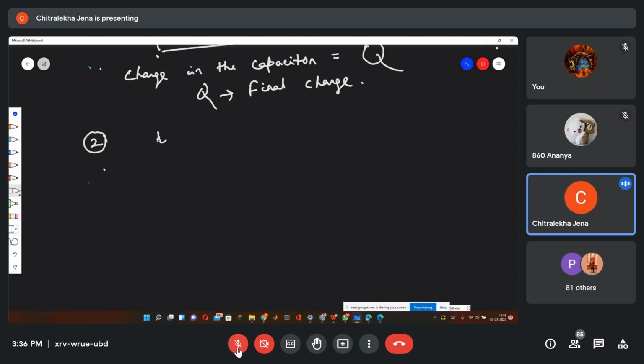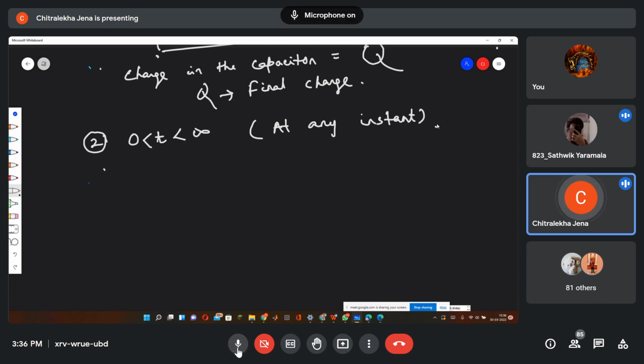I have closed the switch and a long time the switch has been closed. So this instant we call as at any instant. When I am writing any instant, it is not at the instant I am closing the switch, and it is not at the instant a long time the switch has been closed. It is in between 0 to infinite. Am I clear? What is this instant? Got it or not? Okay, very good.